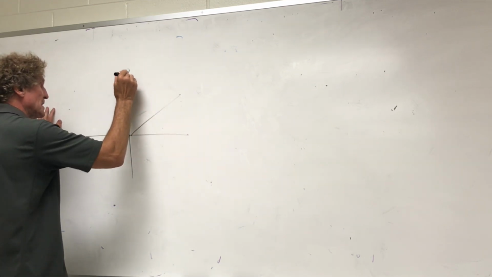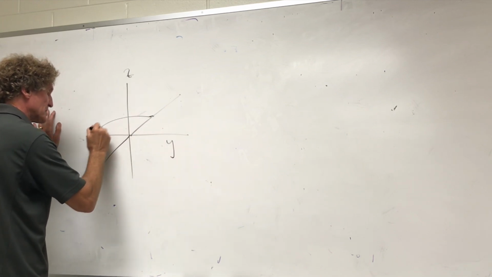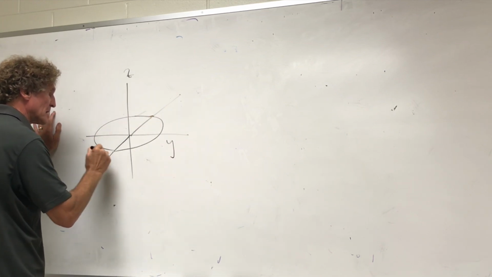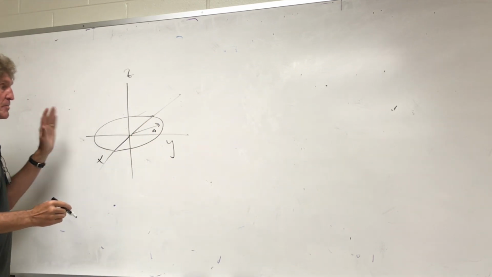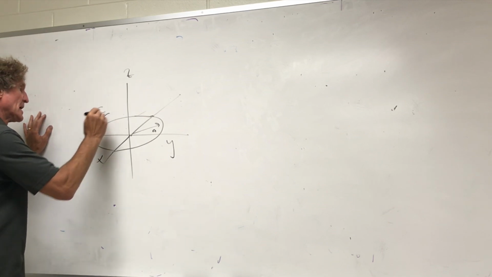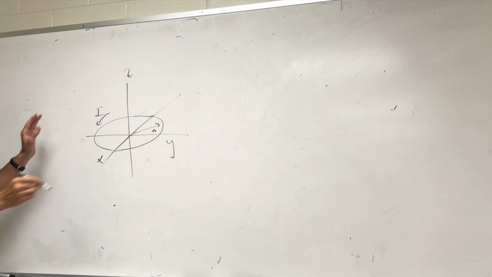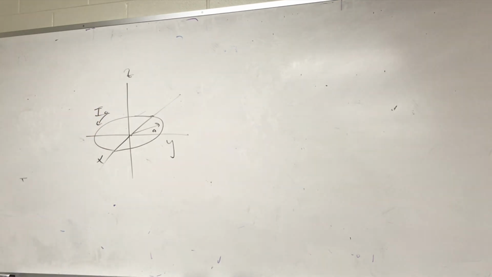If this is Z, and this is X, and this is Y, what they'll do is have some small loop here, and the loop will have some radius A. It'll be in the XY plane. And they assume they have a current I. And I is not going to vary anywhere in that loop. It's going to be the same everywhere.